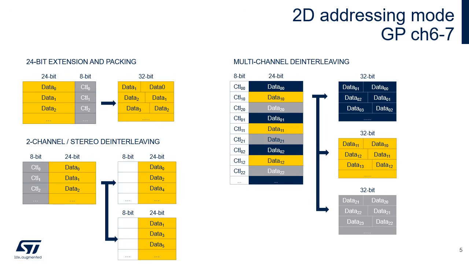In the last use case, data is de-interleaved and packed into 3 buffers. This could be the deinterleaving of RGB pixel color components. Similarly, a single channel or 3 channels may be used.